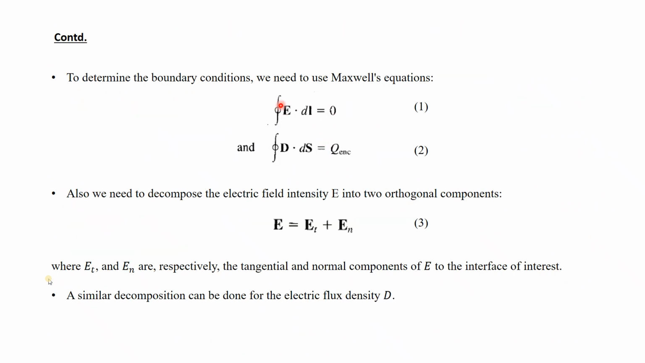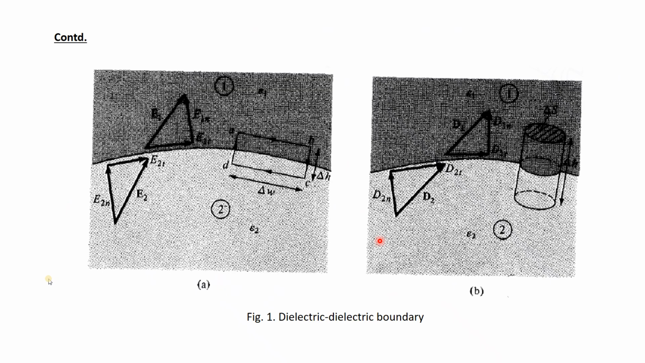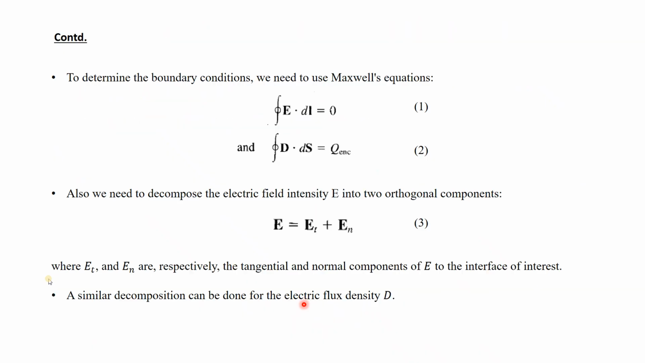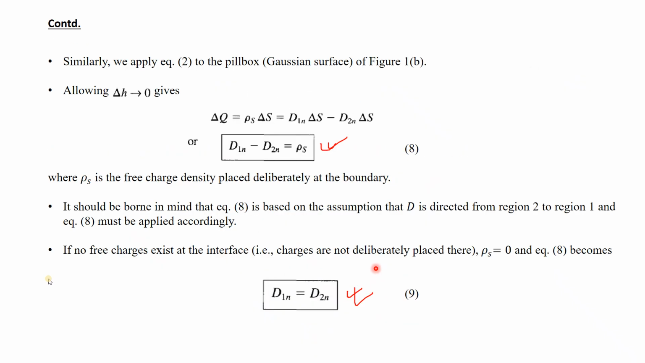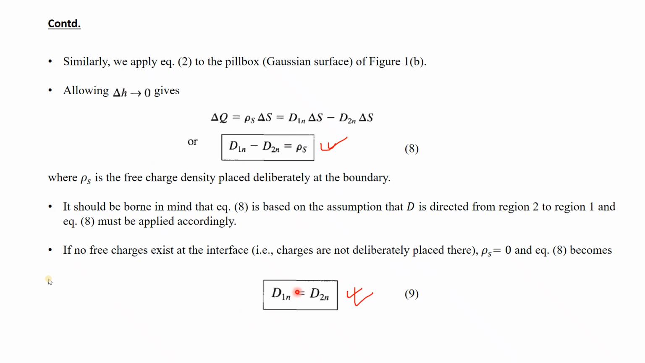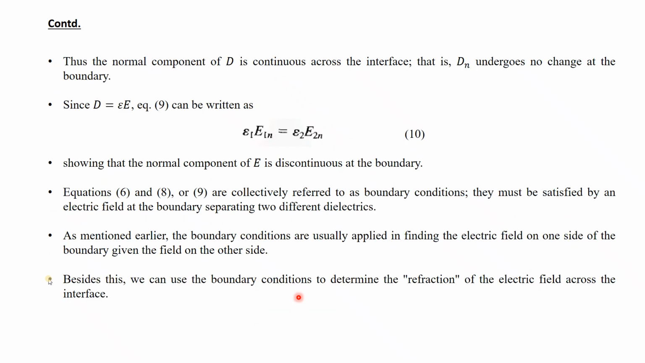So in the previous case, using Maxwell's equation, we concluded that the tangential components of the electric field intensity are equal, but the tangential components of electric flux density are not equal. Now, using the second Maxwell's equation, we have concluded that the normal component of D is equal. Because the tangential component of D is not equal, but the normal component of D is equal, while the tangential component of E is equal.